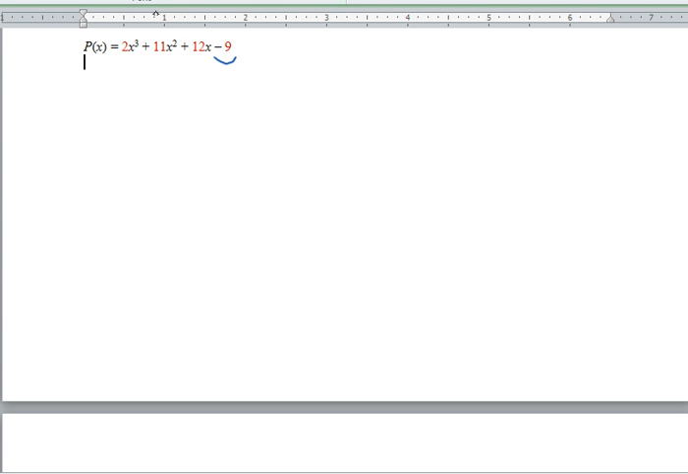So the possible numerators will all have to be divisors of negative 9, and the possible denominators all divisors of the leading coefficient 2. So making our list of candidates, in the denominator we get just 2 and 1. In the numerator we get 1, 3, and 9.